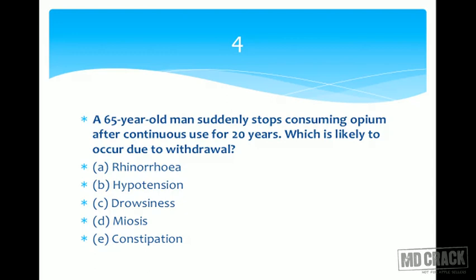Please remember, when you stop a drug such as opium, you get the manifestations which are opposite to its normal actions. I hope you remember, opium is a vasodilator. It produces hypotension. Opium produces drowsiness. Opium produces pinpoint pupils. Opium produces constipation. So all these four are the actions of opium. They are less likely, and that's why the option likely is rhinorrhea. So that's the answer for question number 4.